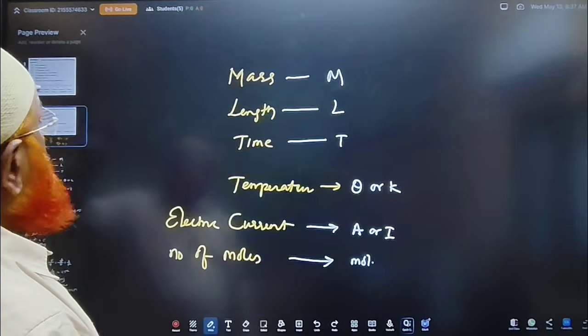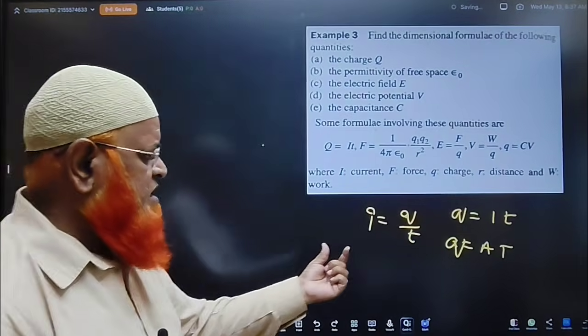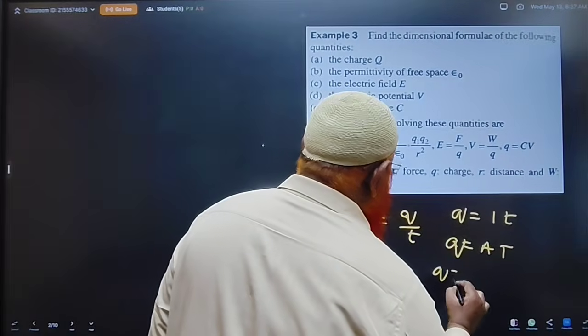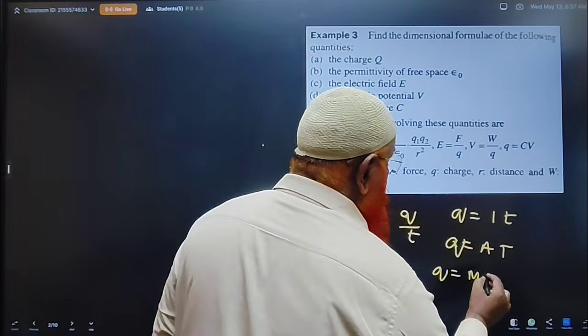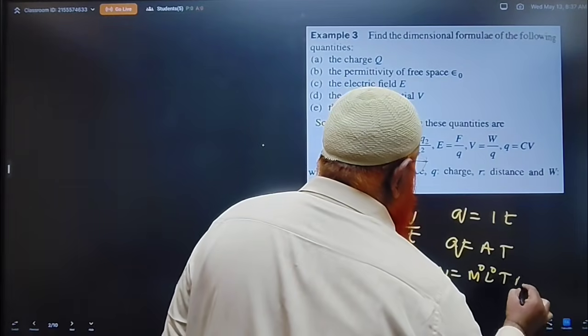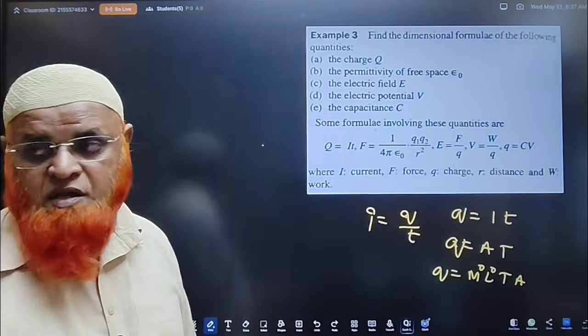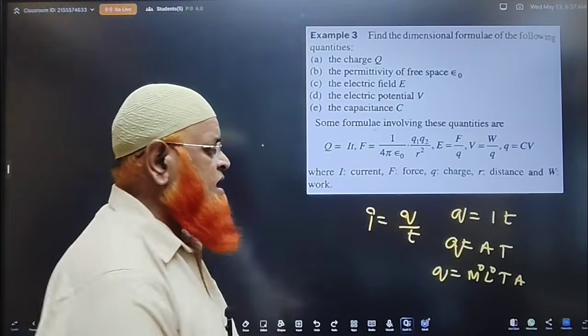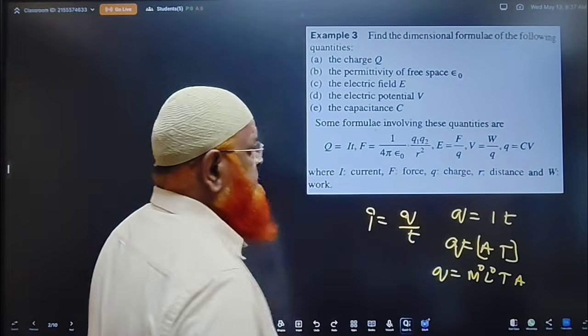Yes. So what is the dimensional formula for charge? It means A into T. If you want to represent the whole dimensional formula, M is not present, L is not present. T is present and A is present. Understood what I am saying? So the dimensional formula is going to be AT.